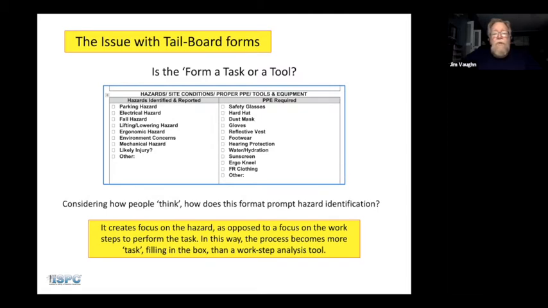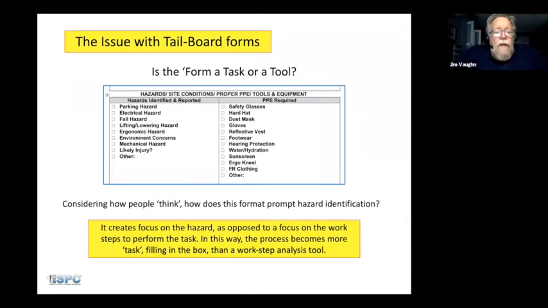So this becomes more of a task of filling in the box than a work step analysis tool. So what we're doing then is we're looking down this and going, parking hazard. Yeah, I guess there is. We're working in a parking lot. So yeah, that's one. Electrical. Yeah, the feeder's hot. Yeah, so that is.